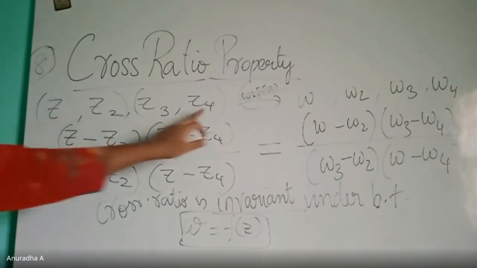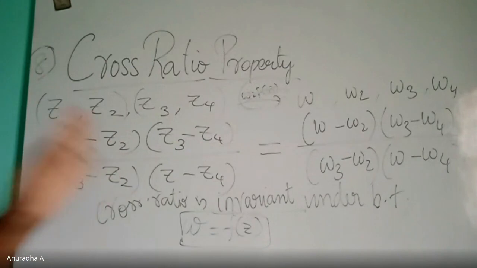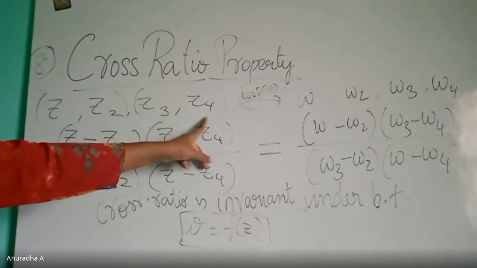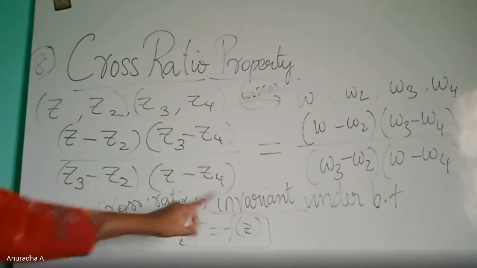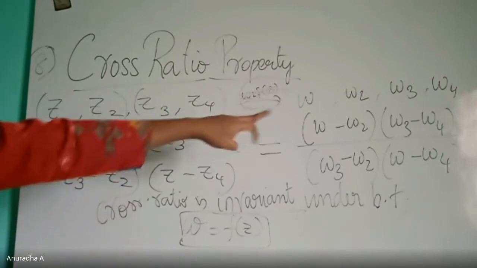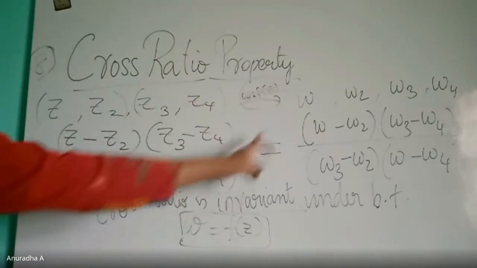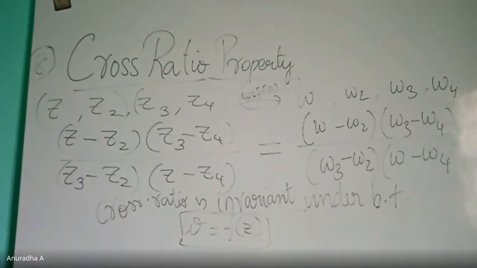Only 3 points will be given. So a question like this will be your part B question. Part A question is 4 points directly given; they'll ask just the equation formula or in names. Part B question is only 3 points given in each domain. You have to substitute it in this equation, simplify, find the relation. So that's called the cross ratio property. Understood?